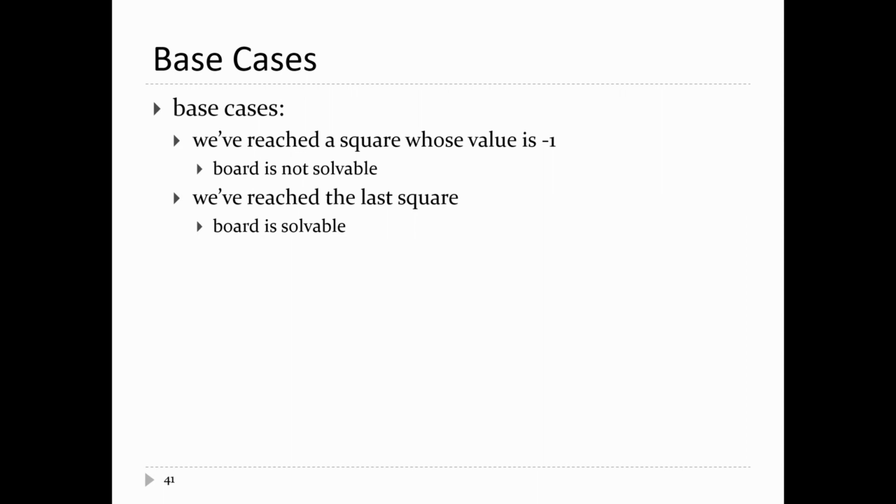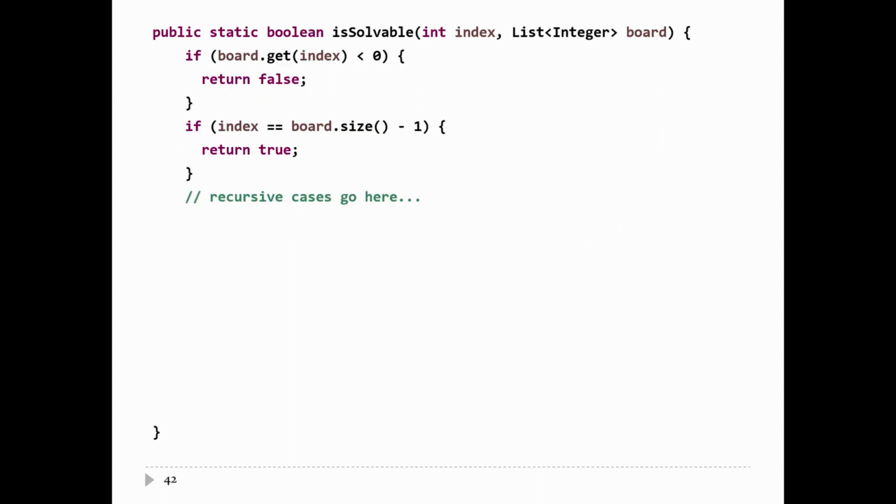When do you know you're done? Well, if you reach the last square, you know you're done. So if the current square is the last square of the board, you're done. You found a solution. And those two base cases are sufficient to solve this problem. Those are also easy to code up.